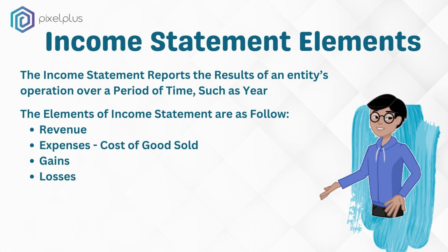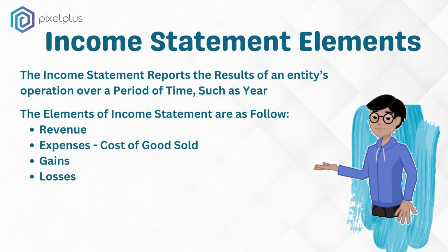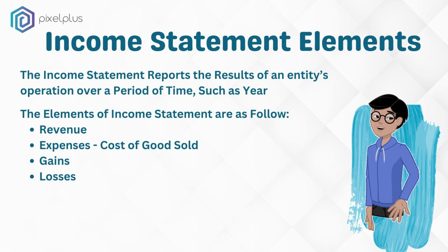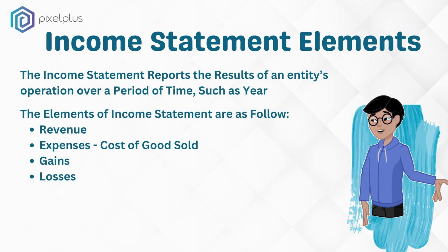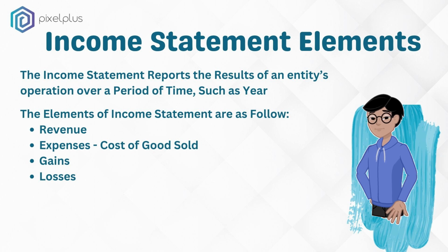The second element is expenses, also known as cost of goods sold, or sometimes COGS. These are direct costs associated with producing goods or services that have been sold by the company. This may be raw material, direct labor, or manufacturing overhead. Anything that is directly associated is only considered as cost of goods sold.